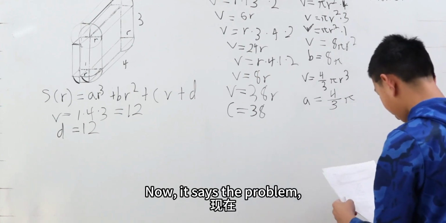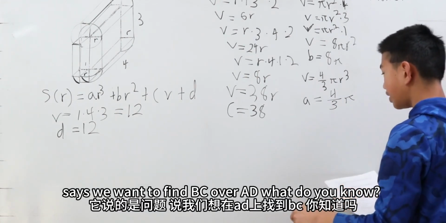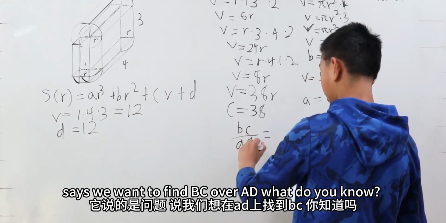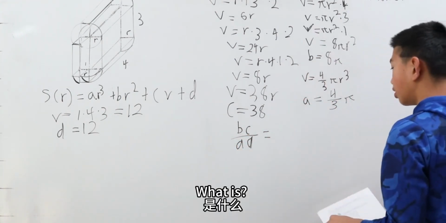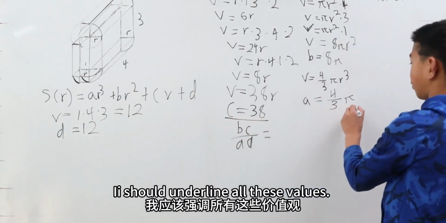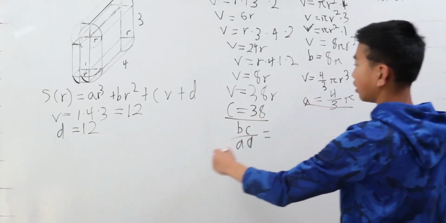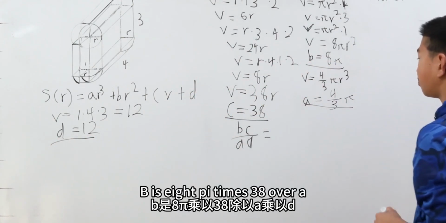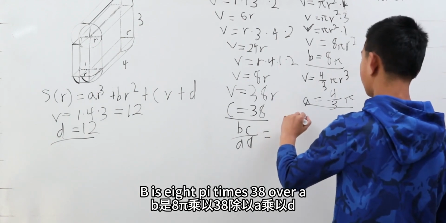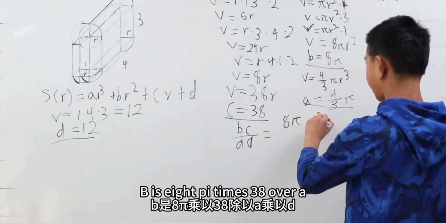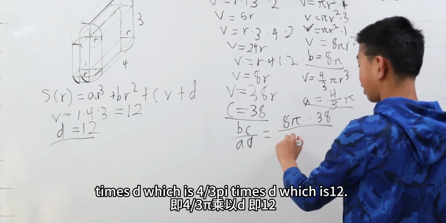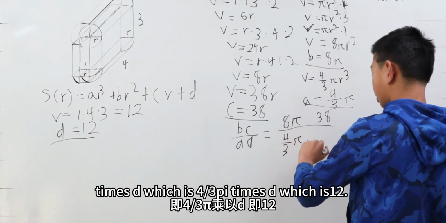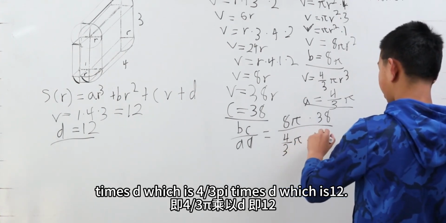Now, the problem says we want to find BC over AD. Well, what do we know? Let me underline all these values. B is 8 pi times C, which is 38, over A, which is 4/3 pi, times D, which is 12.